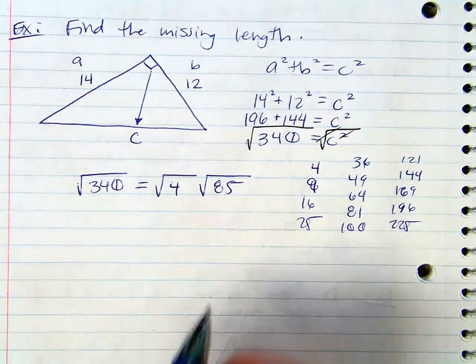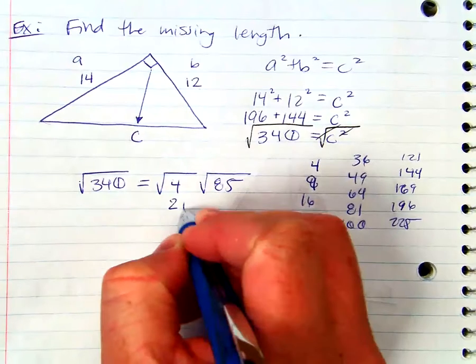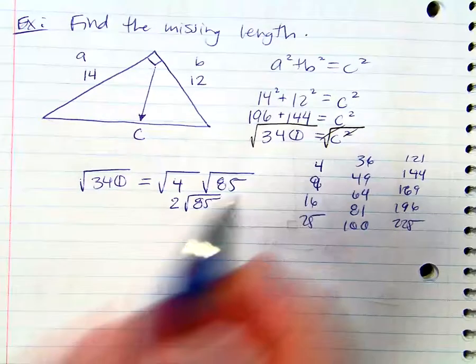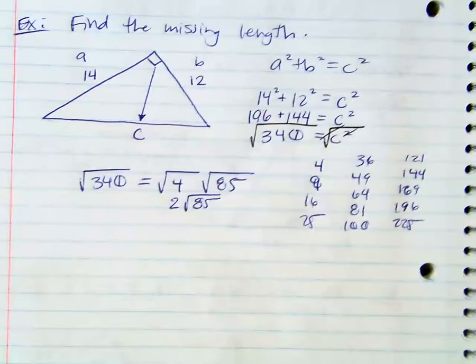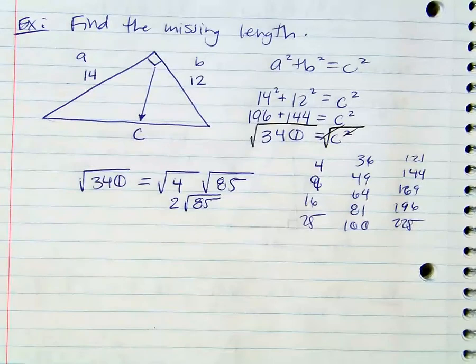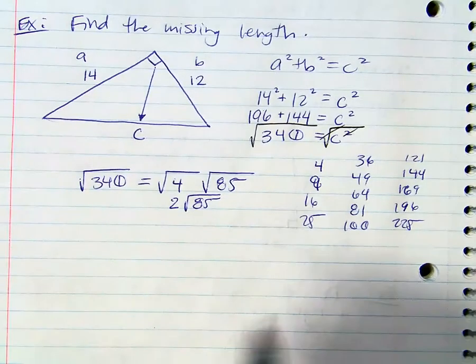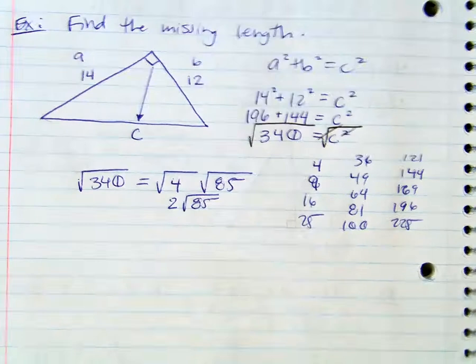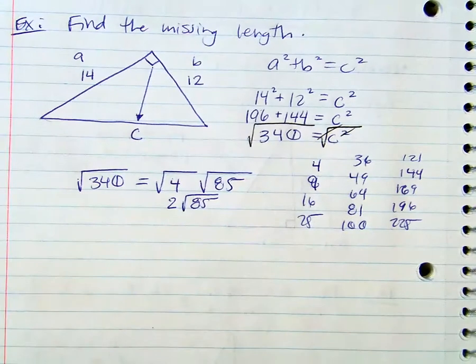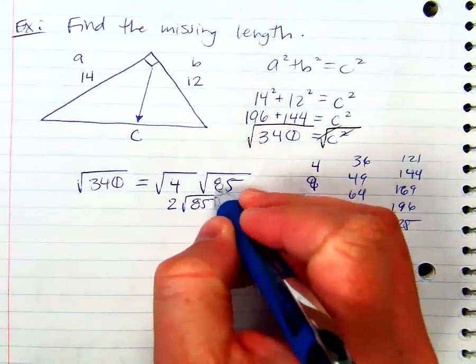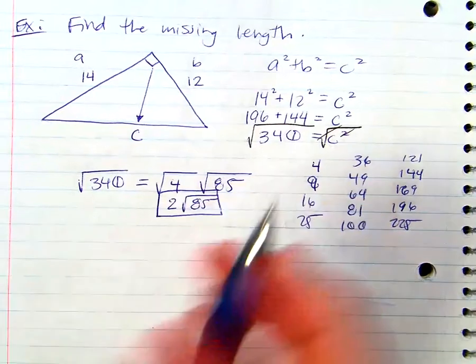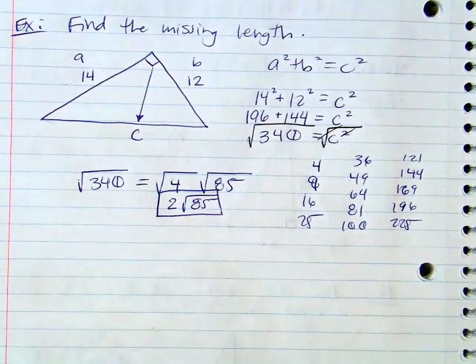Now that we've done this, we would say the square root of 4 is 2. We have an 85 left here. Now, if 85 could be split further, we would, but the only way we can split 85 here in a useful way is 17 times 5. Those are not in our list. This becomes our final answer.